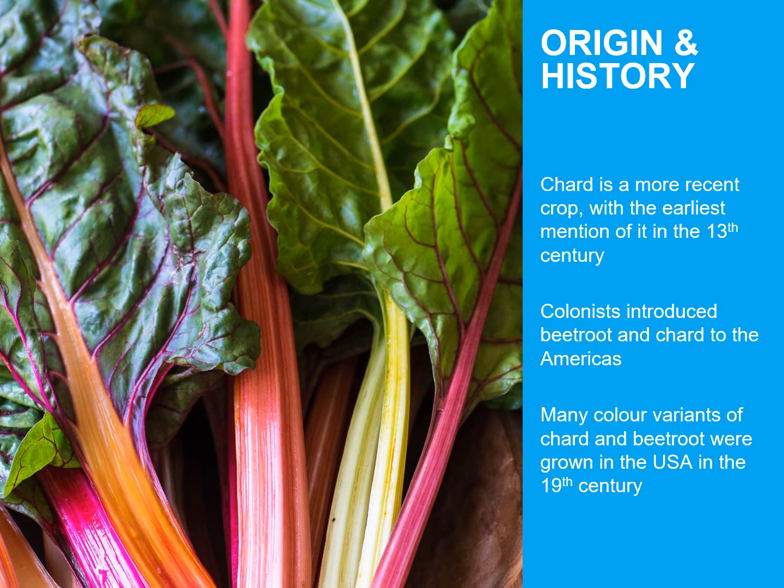Chard is a much more recent crop, with the earliest mentions of it in literature in the 13th century. So colonists introduced beetroot and chard to the Americas in the later centuries, the 16th and 17th centuries. And by the time of the 19th century, many different cultivars and colour variants of both chard and beetroot were being grown in the USA.